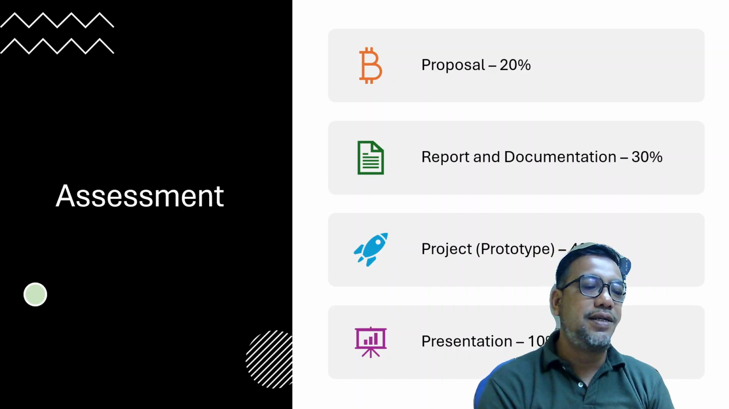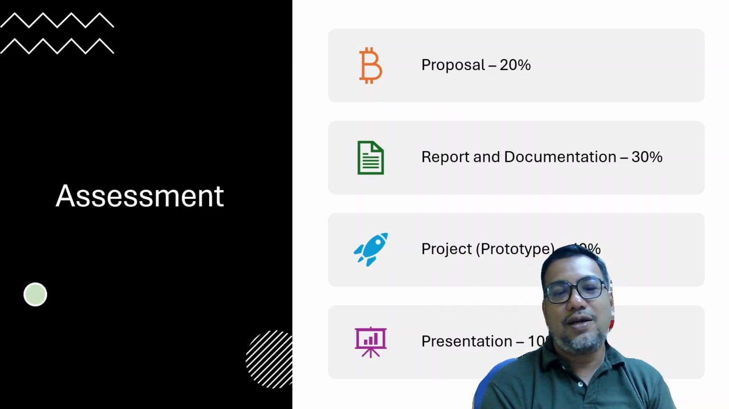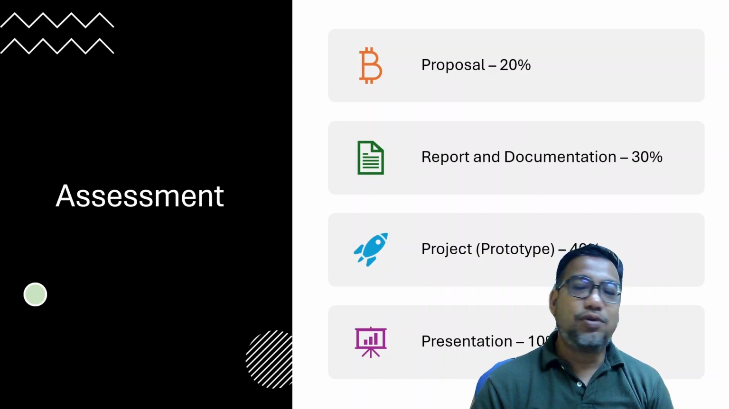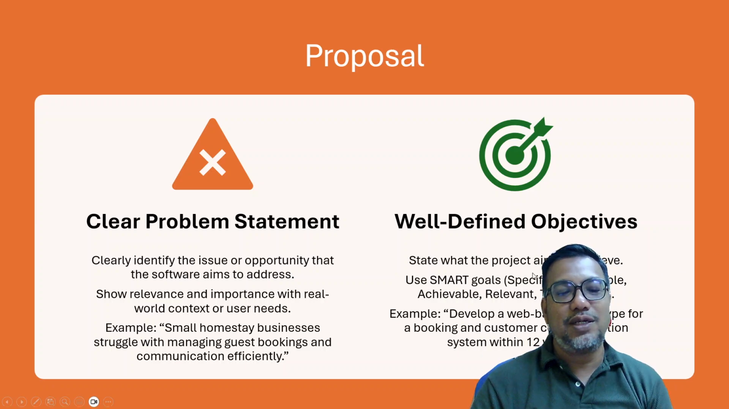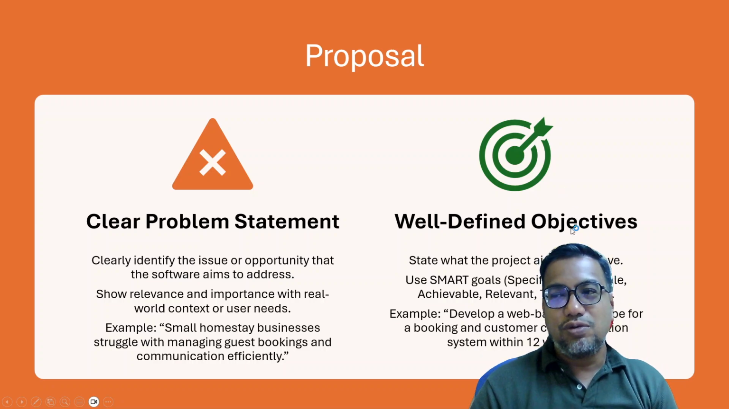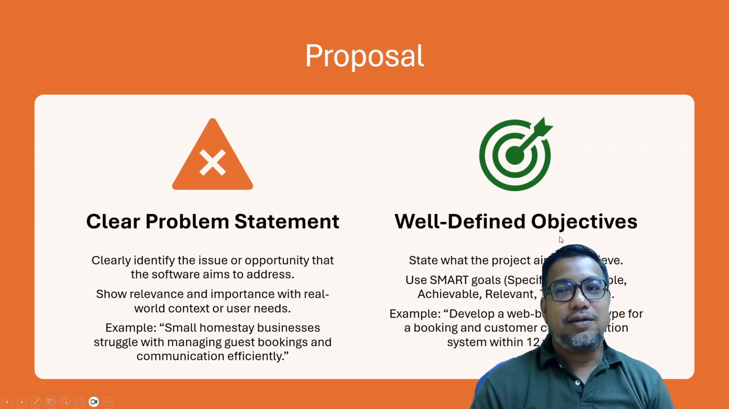Right. So assessment, we have proposal 20%, report and documentation 30%, prototype 40%, presentation 10%. So far still the same unless otherwise. Okay. Kalau ada perubahan saya inform dalam group. Okay, your proposal must have clear and well defined objectives. Your objective can use SMART, which stands for specific, measurable, achievable, relevant and also time bound. Jangan buat projek sampai 3 tahun kan. Okay, target projek tu 2 bulan, 3 bulan dah siap.